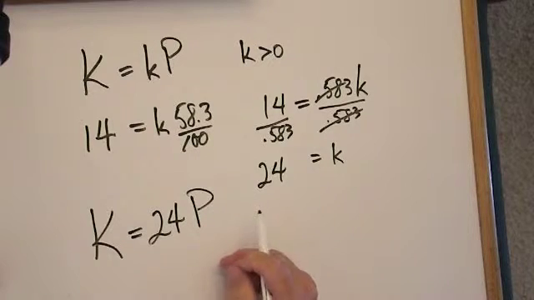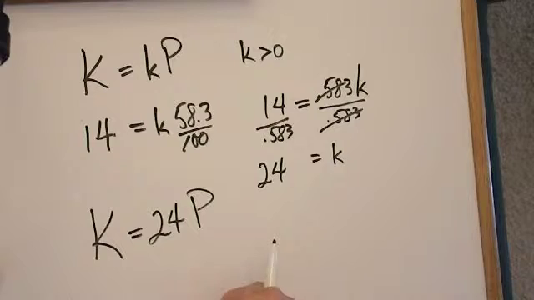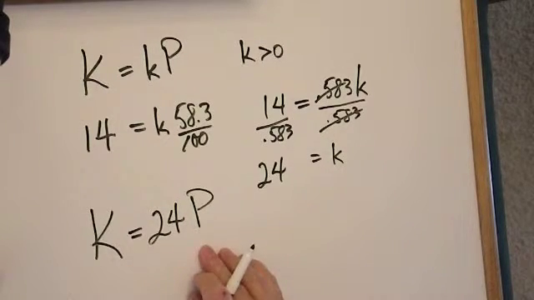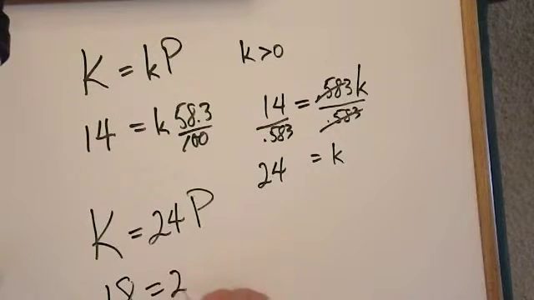Now that we know that, we can answer the question about the percentage of gold in an 18 karat gold ring. We've got the equation, and we know it's an 18 karat, so 18 equals 24P, and therefore P is equal to 18 over 24, which is the same as 3 over 4.